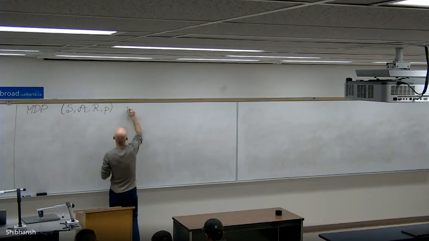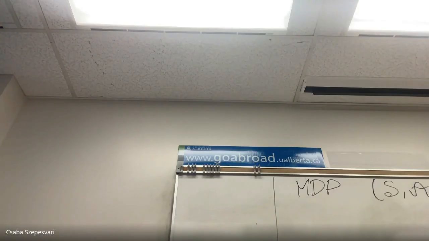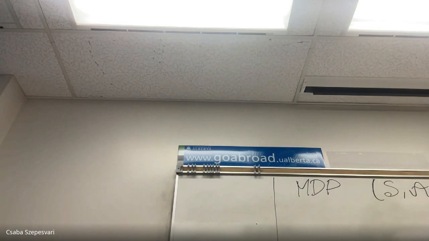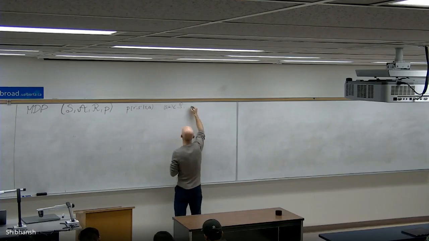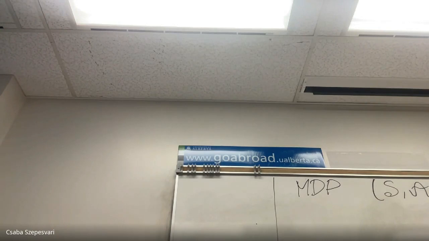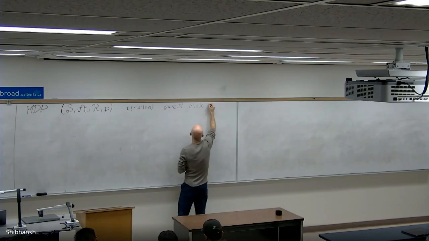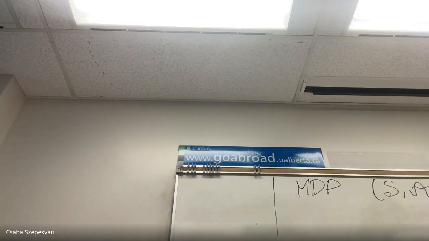So what is this function? It takes four arguments: a state-action pair, and returns a reward and a next state.